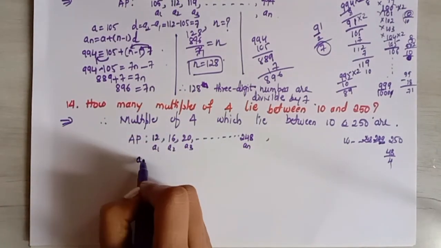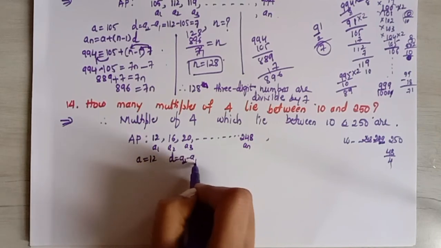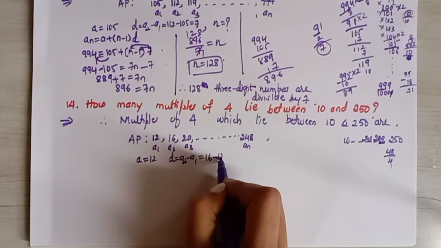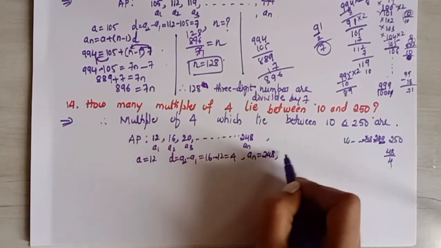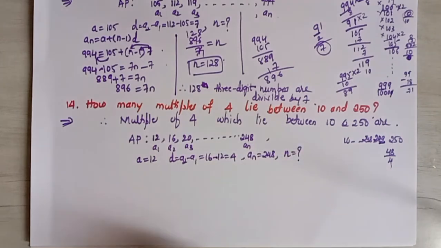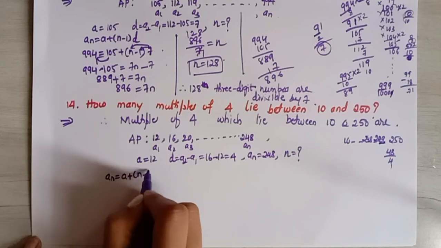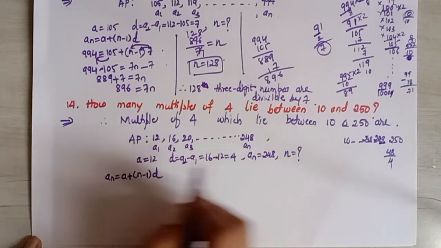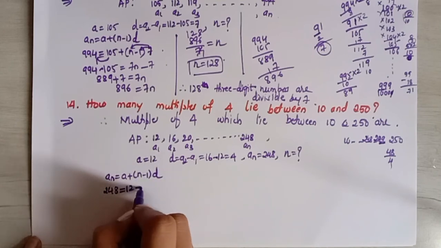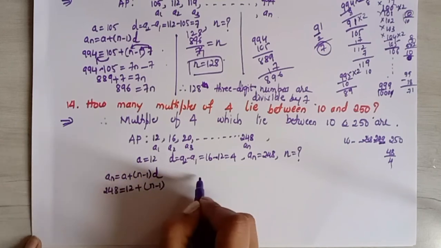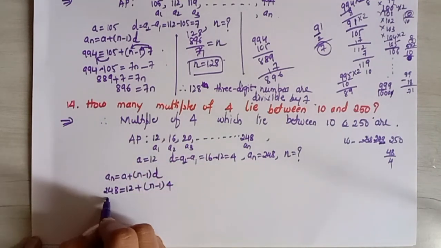Let us denote it by a1, a2, a3 and so on up to an. So here a is 12 and d is a2 minus a1. What is a2? 16 minus 12, which is 4, and an is 248, and what we have to find? We have to find n. Using this an formula, we can find the n value. So what is an? an is 248, which is equal to, what is a? a is 12 plus n minus 1, let it be as it is. What is d? d is 4. So we have to simplify this.